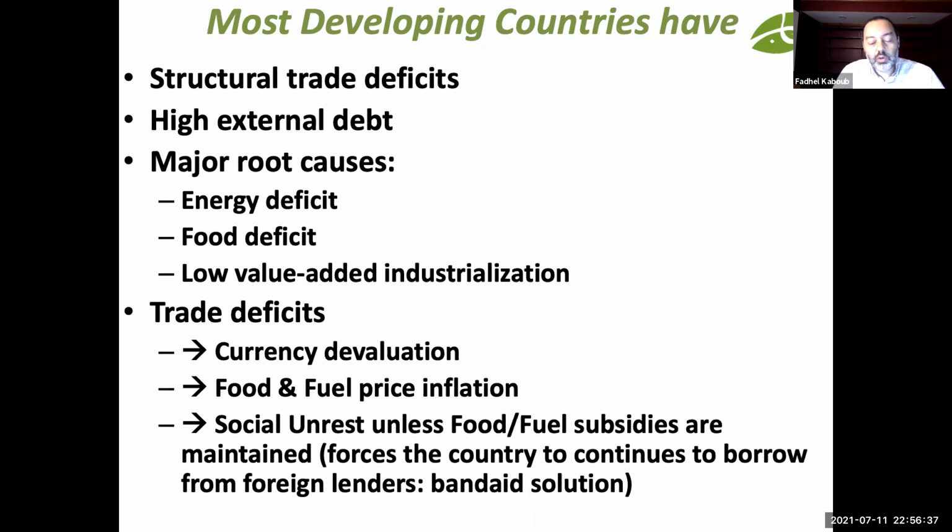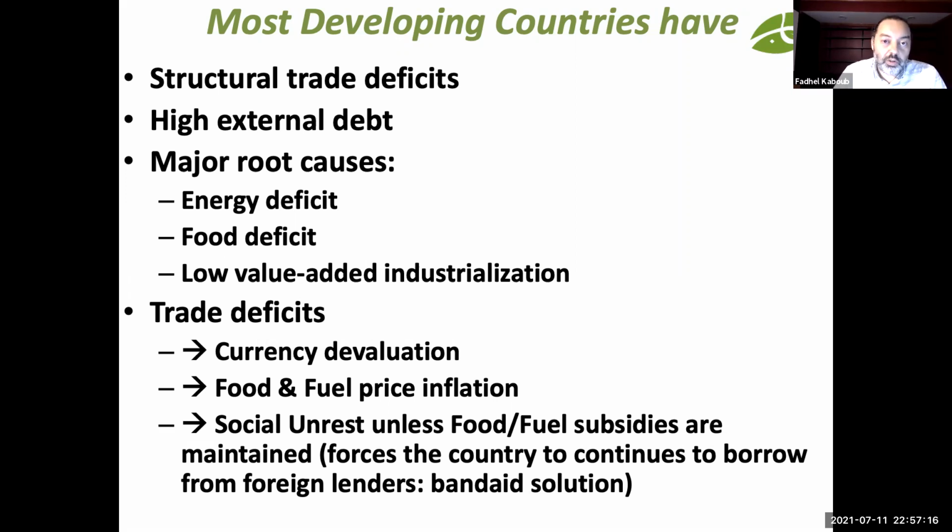And when you have these structural trade deficits, they systematically apply downward pressure on the country's currency. So you have currency devaluation, currency depreciation, which immediately makes food imports and fuel imports more expensive. And that's the inflation pass-through effect that developing countries struggle with. And if there is no intervention to artificially stabilize the exchange rate, this can, in many cases, immediately translate into social unrest, food riots.